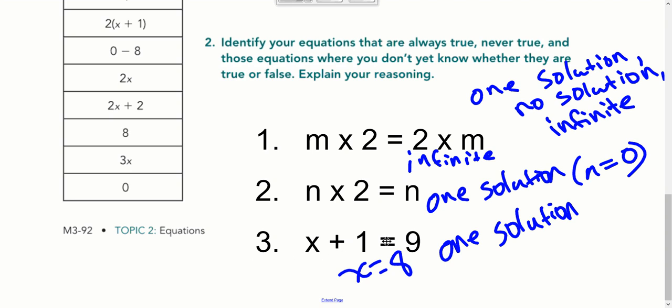Okay, 3. X plus 1 equals 9. Okay, what is x? Well, x could be 8 and make that a true statement, but that's the only value that would make that true. So it has one solution.